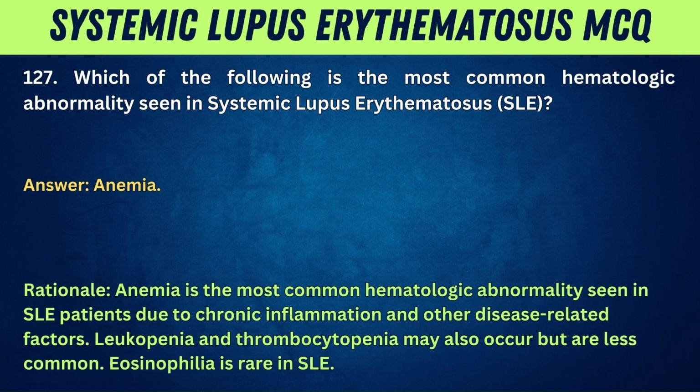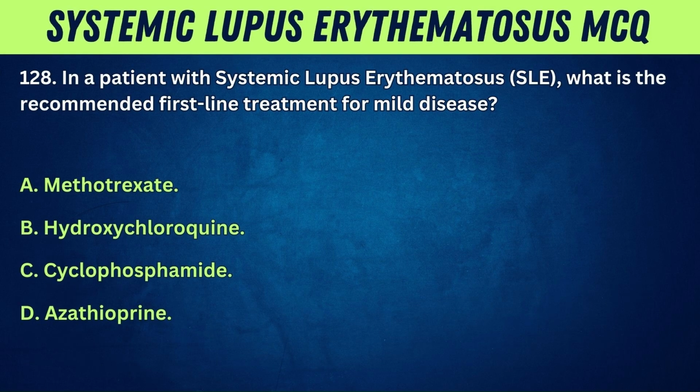Rationale: anemia is the most common hematologic abnormality seen in SLE patients due to chronic inflammation and other disease-related factors. Leukopenia and thrombocytopenia may also occur but are less common. Eosinophilia is rare in SLE. 128. In a patient with systemic lupus erythematosus, SLE, what is the recommended first-line treatment for mild disease?